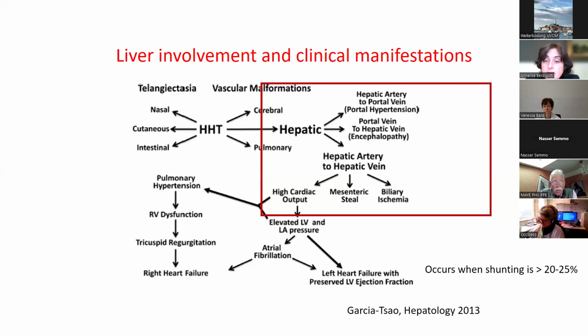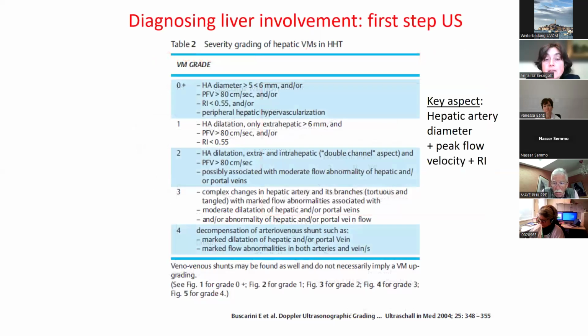Mesenteric steal, so you can have intestinal ischemia or liver ischemia, and biliary ischemia is something that can happen due to stealing. We screen for this type of involvement through Doppler ultrasound. This is the so-called Buscarini classification.